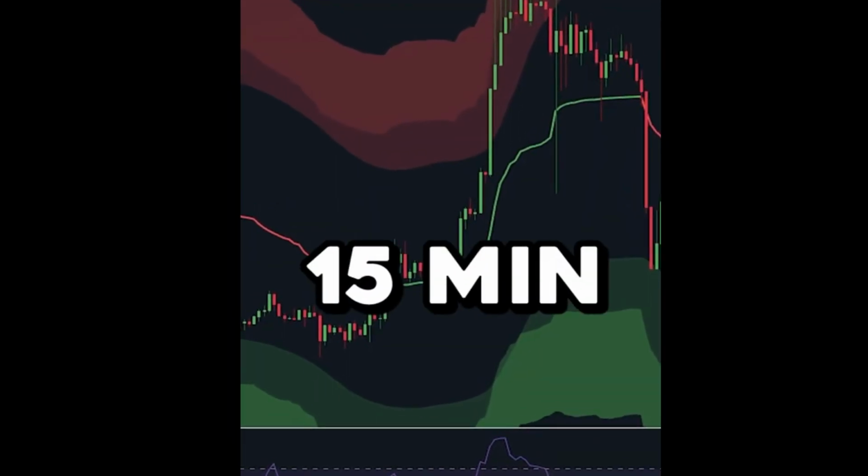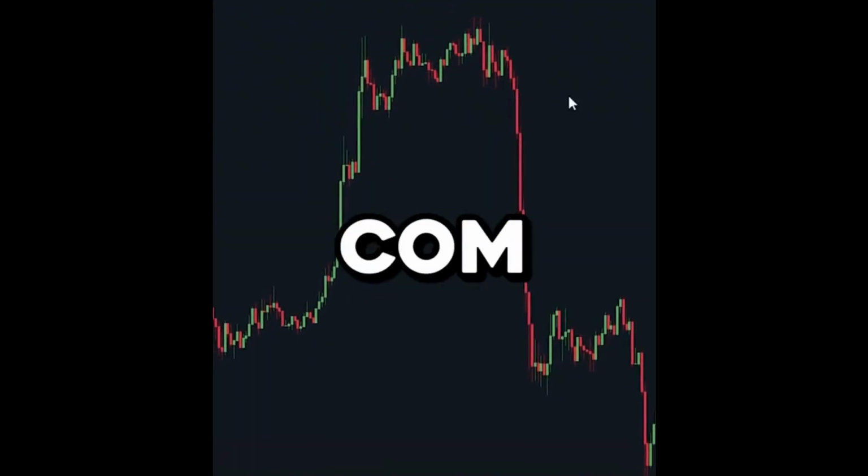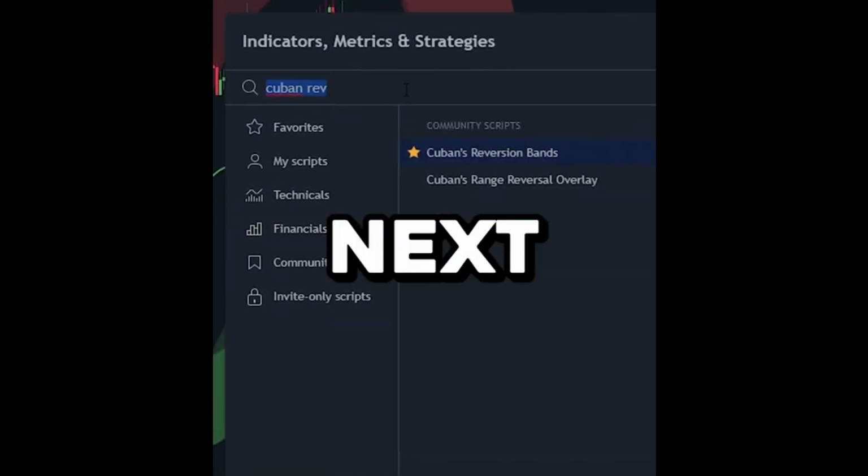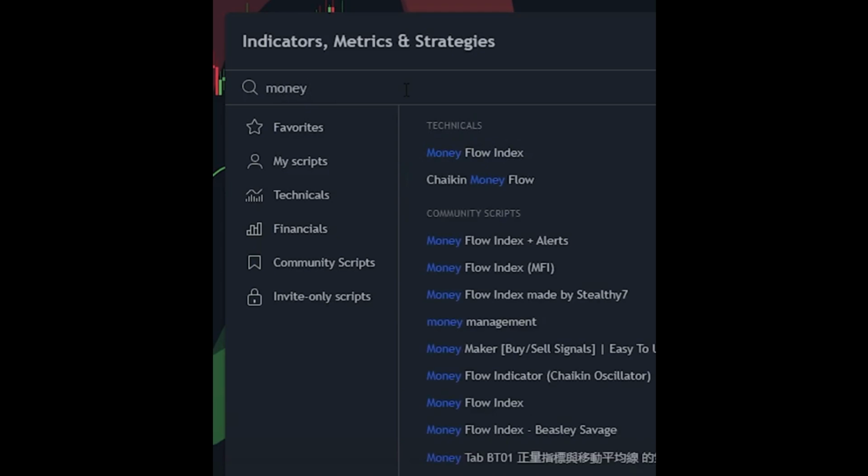I trade this on the 15-minute time frame. Go to Tradingview.com and click on the Indicators tab. Type in Cuban reversion bands and click this first one here. Next, we need to add the Money Flow Index indicator, or MFI.